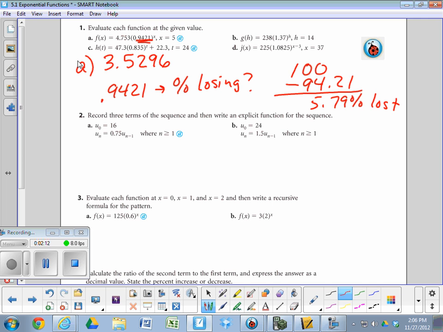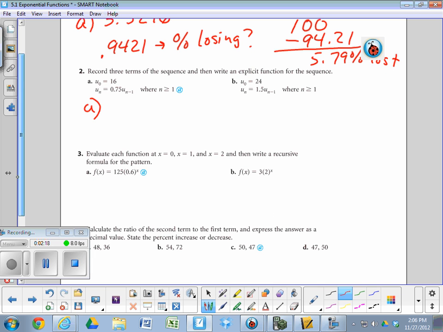Write 3 terms of the sequence and write the explicit formula. Let's do 2A together. Ready? What does it start with? 16. What's the next number if you retain 75%? 12. 9. That's it. It said write 3 terms, right?